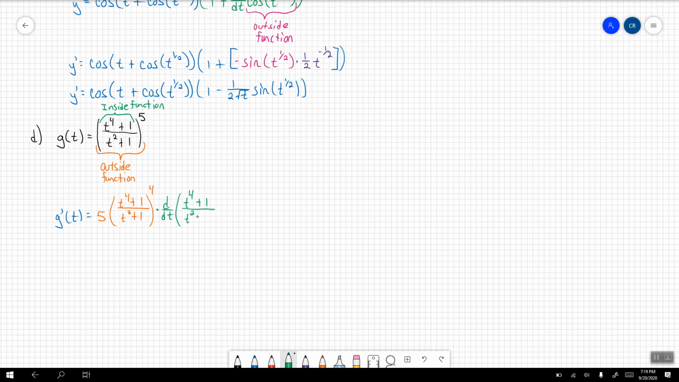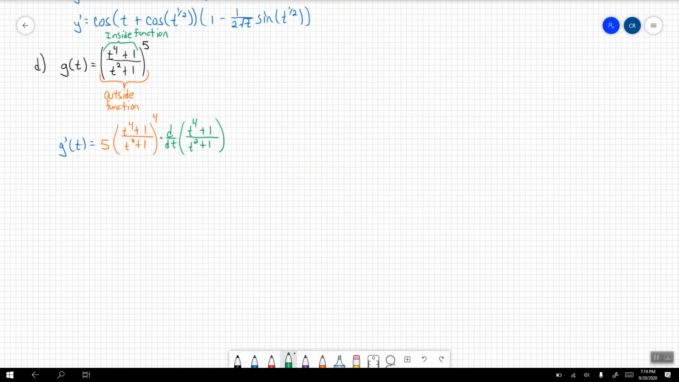Because now when we look at this, that is going to involve the quotient rule. So we now need to use the quotient rule here, and I'm going to identify that we need the quotient rule. So I'm going to say apply the quotient rule.